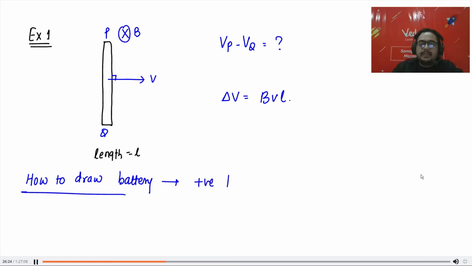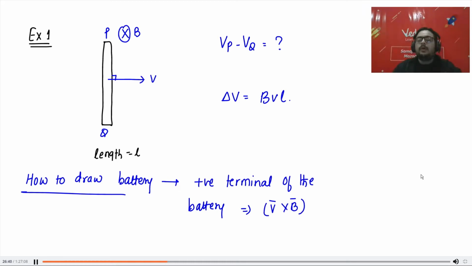And for that, just remember: the positive terminal of the battery is simply given by V cross B. Can you all perform V cross B with your right hand? V is towards the right, B is into the plane. So V cross B. Where is the palm coming? What is the direction of my palm? It is coming up. It means the positive terminal of the battery should be up.